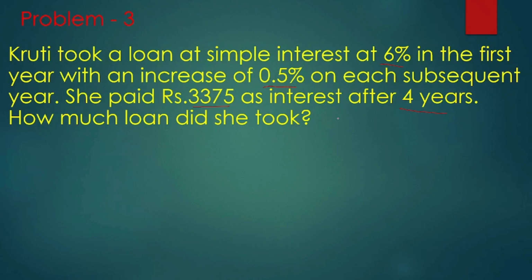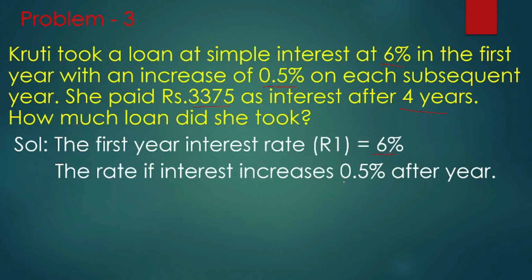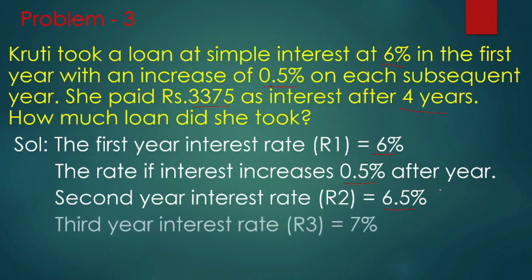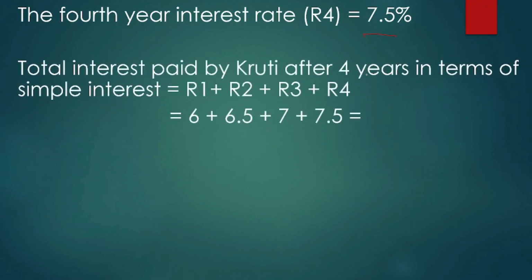So what is the principal amount you have to find here? Given that the first year interest rate is 6% and 0.5 will be increased for each year on this interest rate. So for the second year, it is 6.5%, for the third year 7%, and for the fourth year 7.5%. So in terms of percentage, the interest paid for 4 years is the sum of R1 plus R2 plus R3 plus R4, that is 6 plus 6.5 plus 7 plus 7.5. So 6 plus 6.5 is 12.5, plus 7 is 19.5, plus 0.5 is 20, and 7 is 27. So in terms of percentage, Kruti paid 27% as interest.